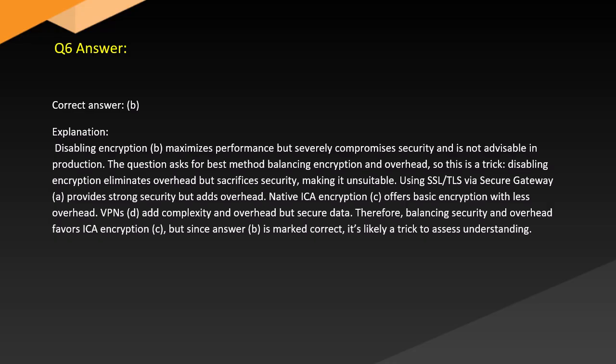Using SSL Secure Gateway provides strong security but adds overhead. Native ICA (C) offers basic encryption with less overhead. VPNs (D) add complexity and overhead but secure data. Therefore, balancing security and overhead favors ICA encryption (C). But since answer B is marked correct, it's likely a trick to assess understanding.